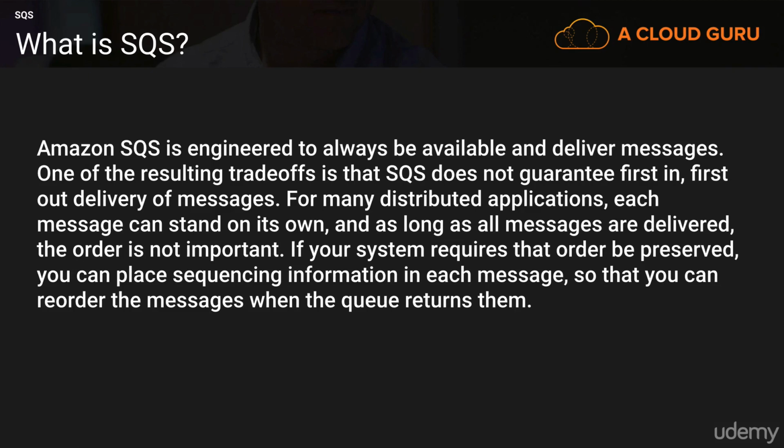Amazon SQS is engineered to always be available and deliver messages. One of the resulting trade-offs is that SQS does not guarantee first-in, first-out delivery of messages. For many distributed applications, each message can stand on its own, and as long as all messages are delivered, the order is not important. If your system requires that order be preserved, you can place sequencing information in each message so that you can reorder the messages when the queue returns them.